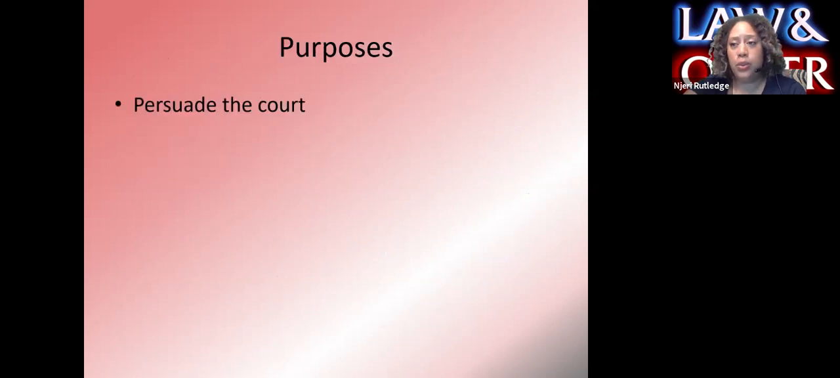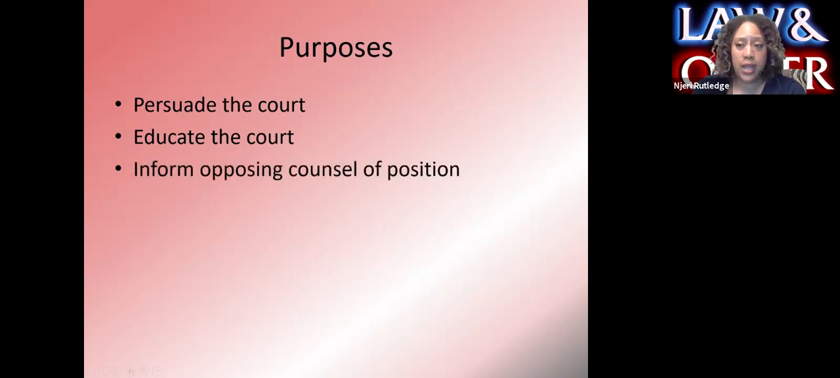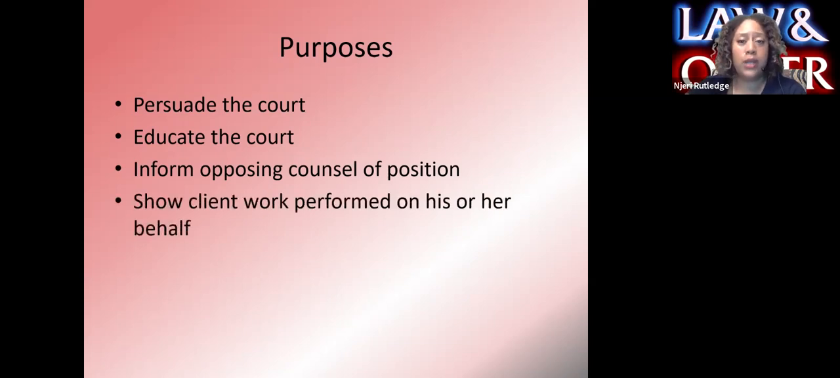So why do we bother filing motions? Well, one reason to file motions would be to persuade the court, because you're looking for a court order. You want the court to do something. You also want to educate the court about your position. You want to inform opposing counsel of your position. And you also want to show the client that you're actually working on their behalf.